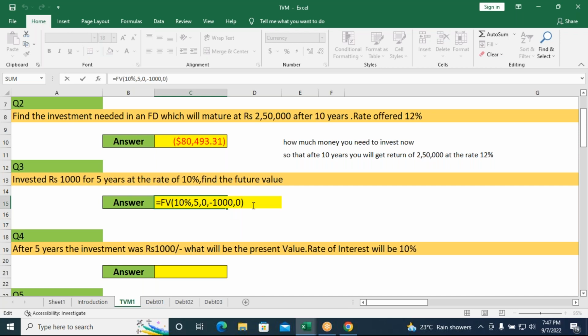That is what you are looking for: it is the beginning of the year or the end of the period. When I click on this, see the type. Either it is the end of the period. Today if I'm investing 1,000 rupees, at the end of 5 years, so end of the period I'm looking. So that's why it is 0. So at the end of the period, that is after 5 years, I'll be getting 1,610 rupees.